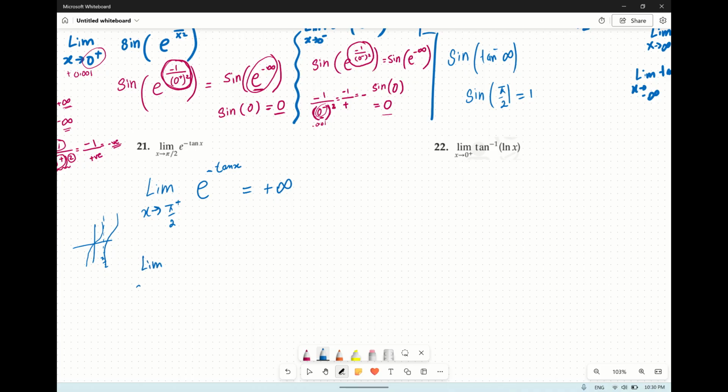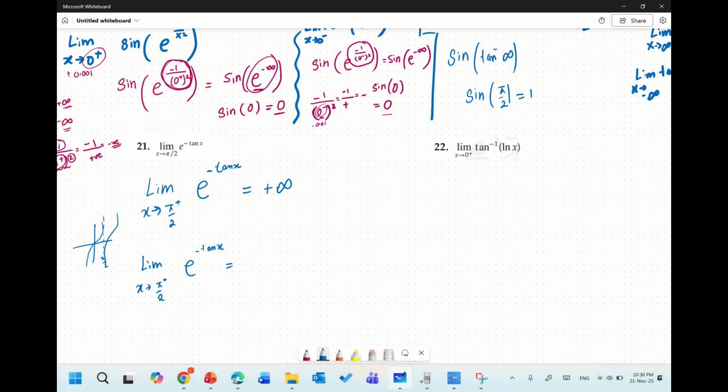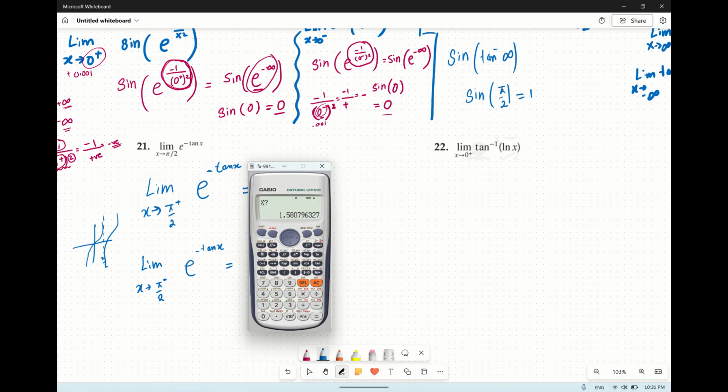Now if I go and I find limit as x approaches pi over 2 from the left, for also the same, e to the power negative tan x. Okay, again I want to do this using the calculator. I will click calculate. Now I will click pi over 2, but now we want from the left, so I will subtract 0.01.